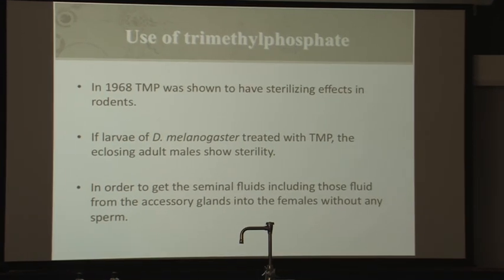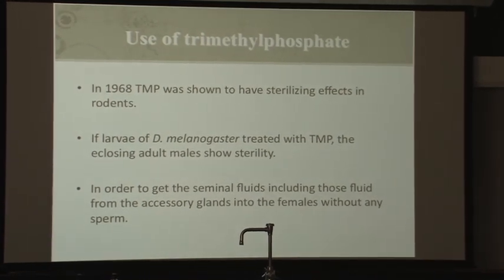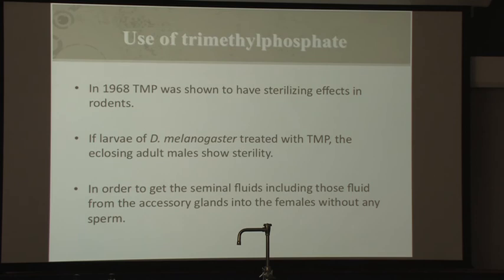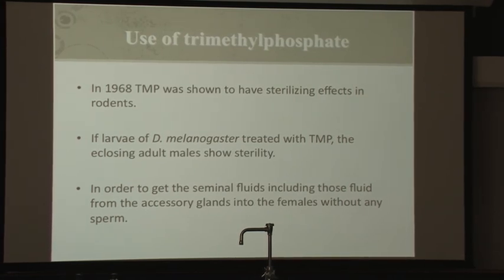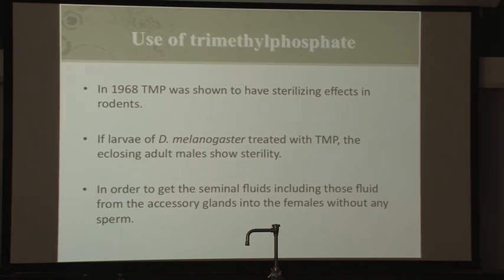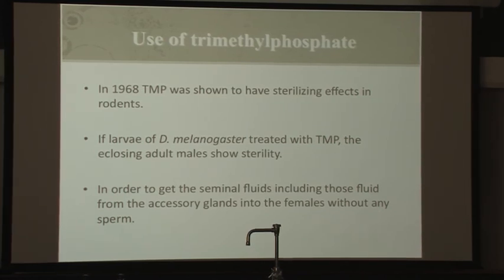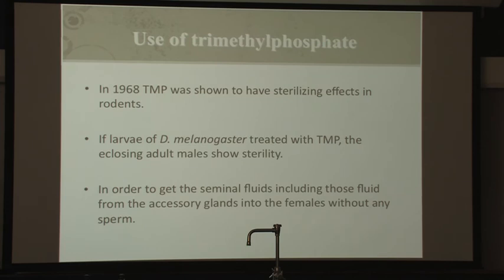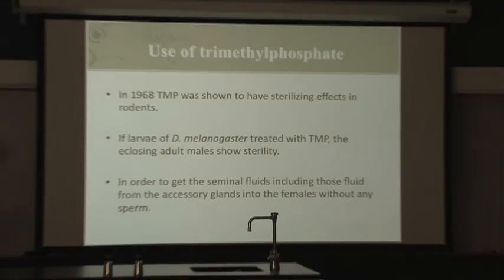Next, I want to talk about the use of trimethyl phosphate, TMP. In 1968, TMP was shown to have a sterilizing effect in rodents. In Drosophila melanogaster, if the larvae are treated with TMP, the eclosed adults show sterility. Therefore, in order to get the semen fluid, including the fluid from the accessory gland, into the female without any sperm, we will use TMP-sterilized males to mate with virgin females.